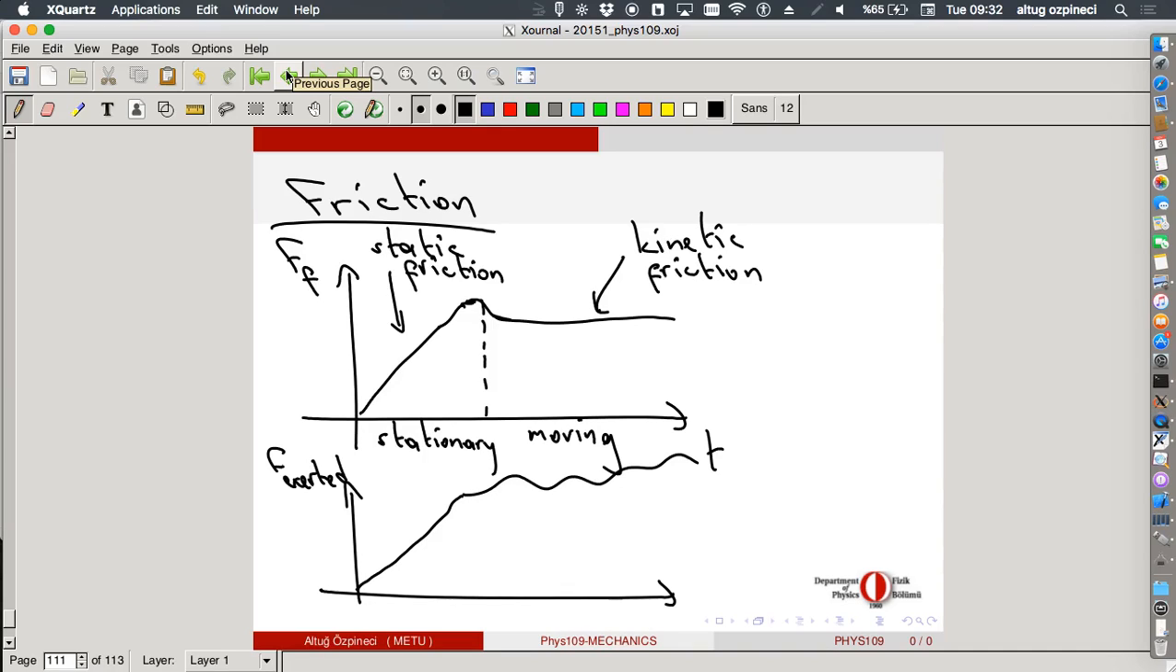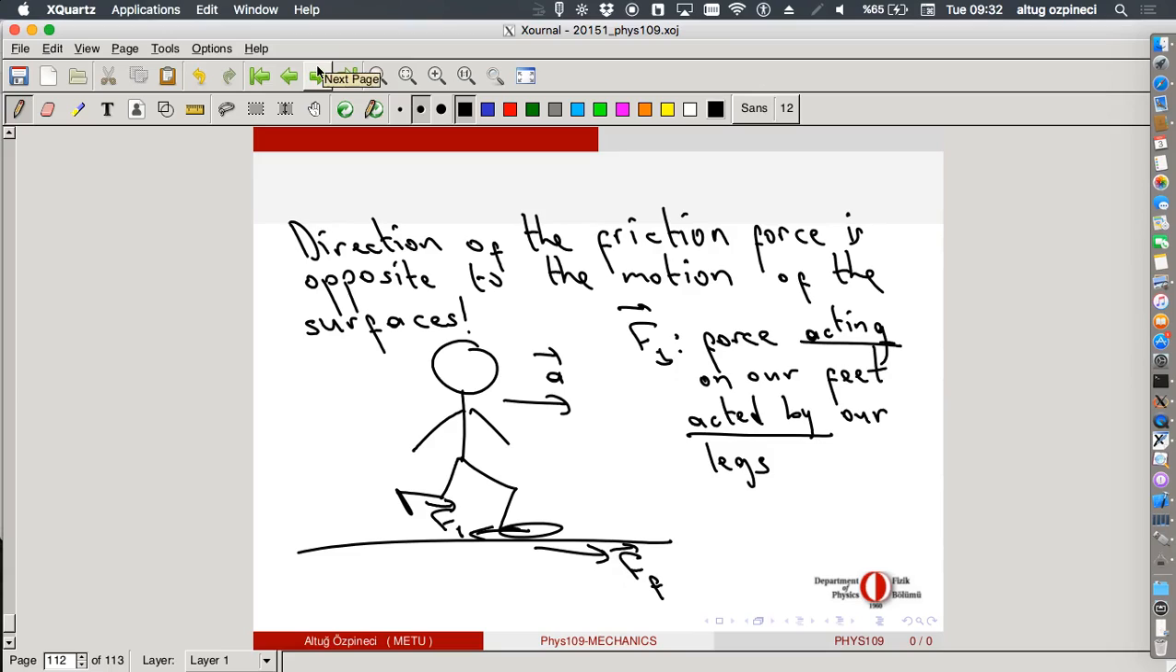Now, when you are trying to determine the direction of friction, always consider the relative motion of the surfaces that are responsible for friction. That is the only thing that will determine the direction. In this example, the only thing that will determine the direction of the friction forces acting on different objects will be the relative motion of the surface of the earth and the bottom of my feet.